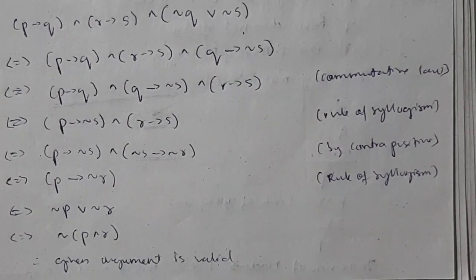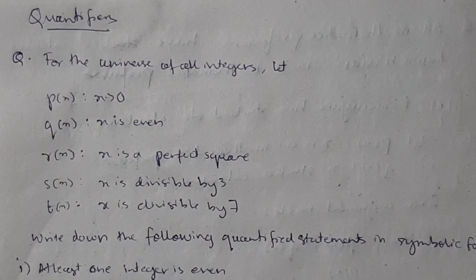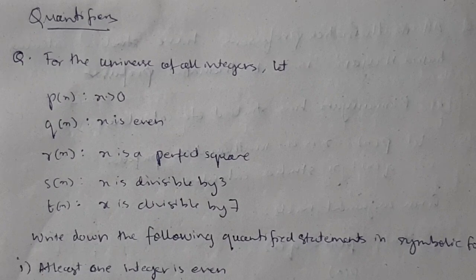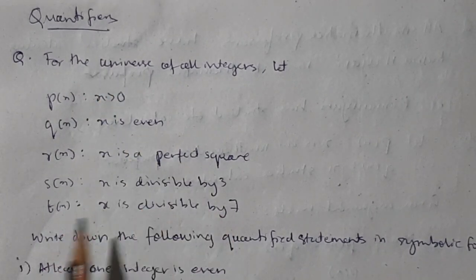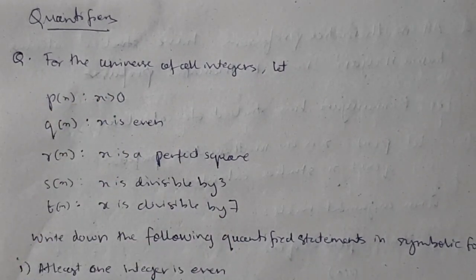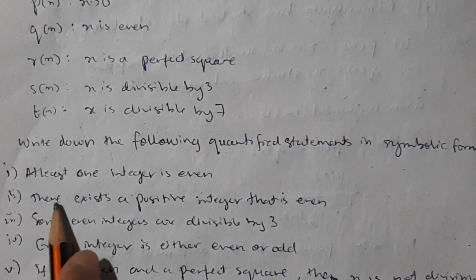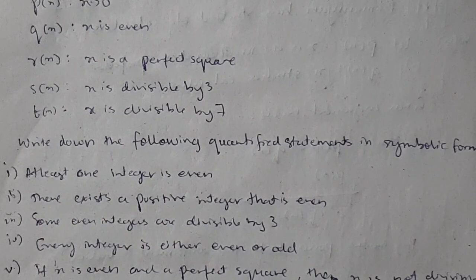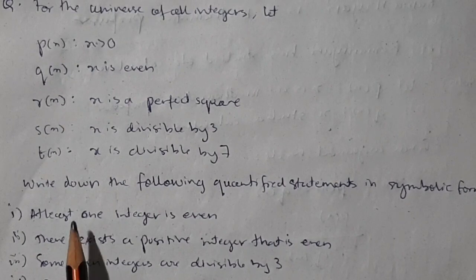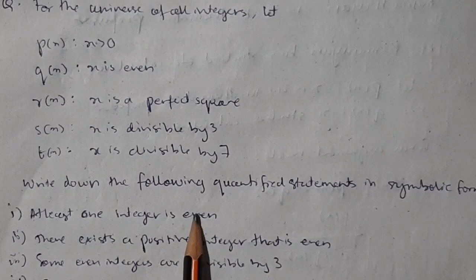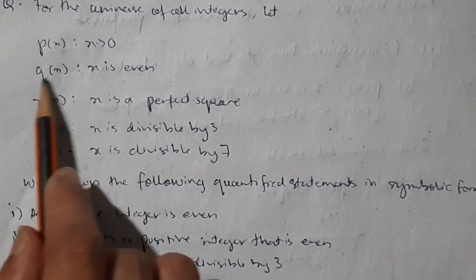Next topic is quantifiers. Let's see what quantifiers are. First see what type of question can come in quantifiers. You will be given many statements here, and we will be asked to find statements like at least one integer is even. Observe carefully what we have to do. At least one integer is even we have to find. So x is even is Q of x.